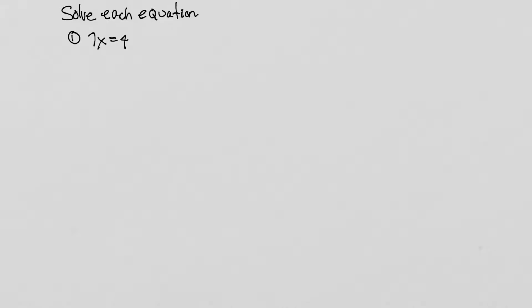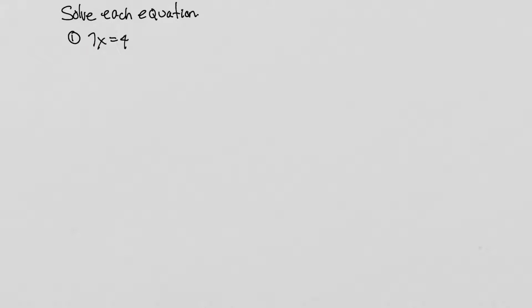Problem number 1 asks us to solve this equation here. What we have is 7 times x is equal to 4. So 7x is equal to 4. To isolate x, we need to back out what we've done to it. And what have we done to it? We've multiplied it by 7.